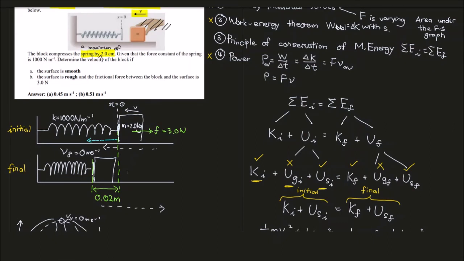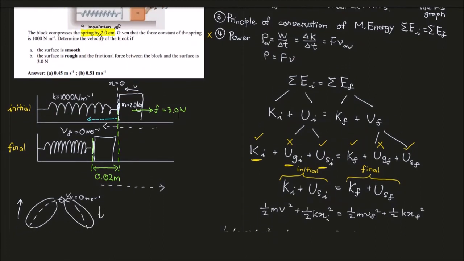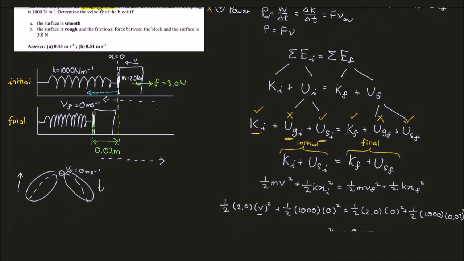If you change this initial position, it will not change the answer in A, because in A the surface is smooth, so there's no change in speed when it's moving from here to the spring platform. So there's nothing changed for your initial condition. It will not change the V. I know it's a bit confusing. But let's continue. The surface is rough.